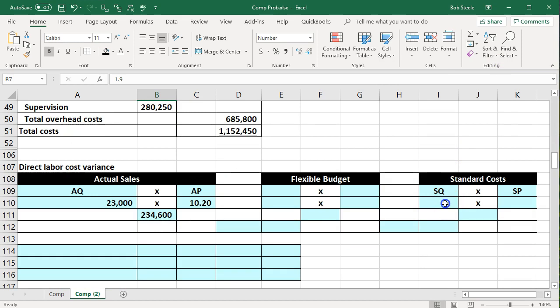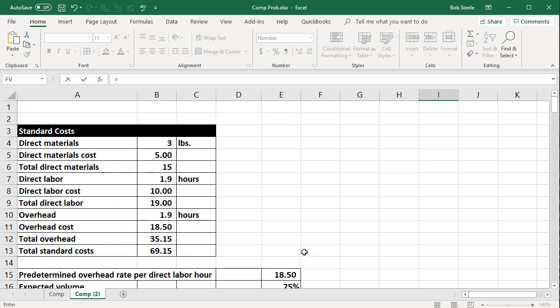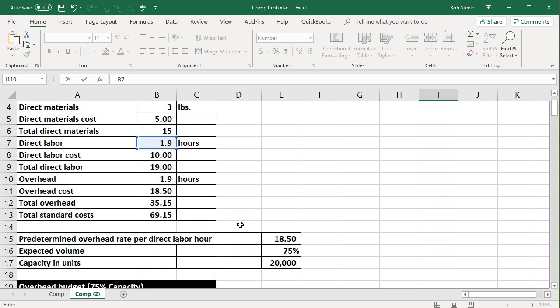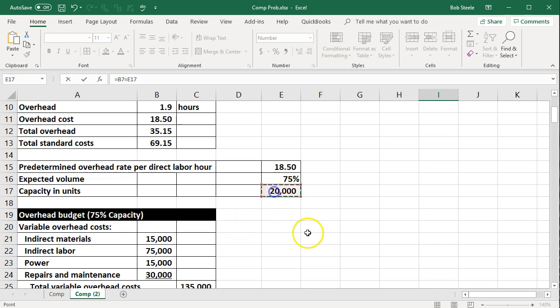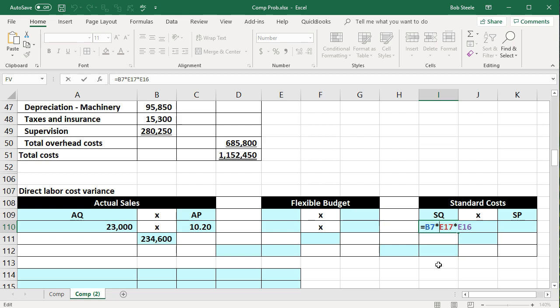So we're going to scroll down to our worksheet. We're going to go to the standard quantity and say that that equals, and we'll scroll all the way up top, and we're looking for the direct labor. So there's the direct labor hours, 1.9 per unit times, and then 20,000 units times 0.75, or 15,000 units. And I have an equals instead of times there. That should be times. And enter. So in other words, it's going to be B7 times E17 times E16.